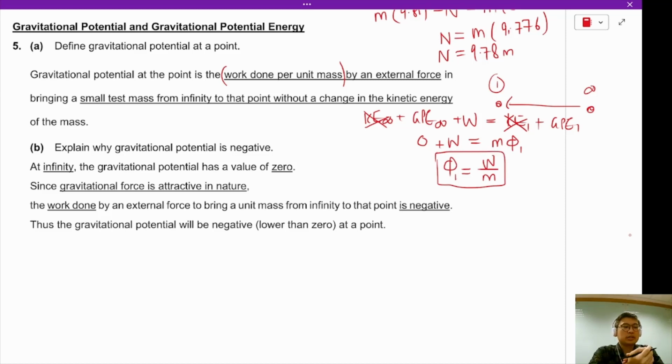Now, why is the gravitational potential negative? At infinity, the gravitational potential has a value of 0. Since the gravitational force is attractive, when you bring an object closer to the planet, the work done by the external force must be negative. And the work done by external force per unit mass is the gravitational potential at a point. If the work done is negative, then the gravitational potential must also be negative.